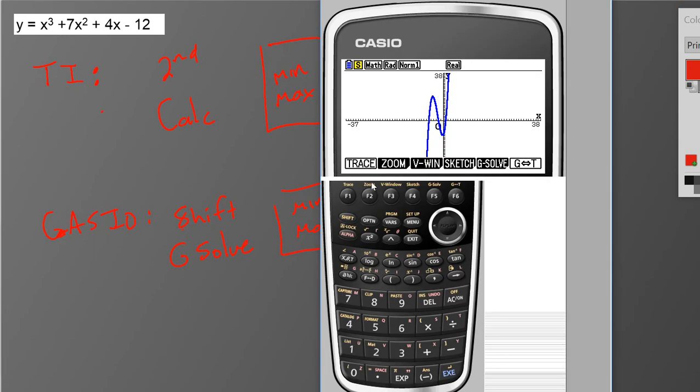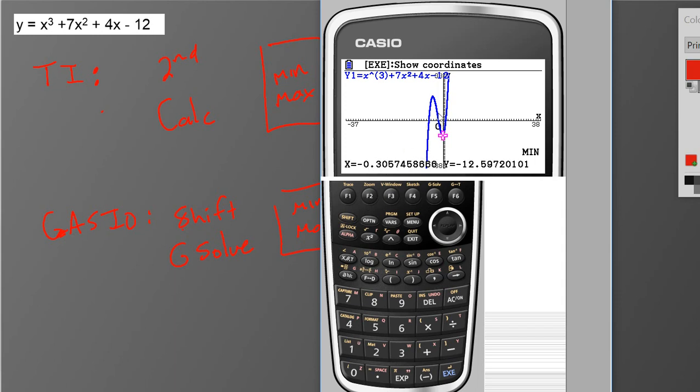Okay, so we hit graph solve, and I'm going to select, the first one is right here, that's maximum, so I'm going to select maximum, and we see that my cursor pops over to it, and down here is my answer, the X value and the Y value. So I'd want to write this as an ordered pair, and generally we'll just keep 2 decimal places, and if I wanted the minimum, I would hit G solve, and I would hit minimum. And then it gives me the minimum. Here is the minimum. And keep 2 decimal places.